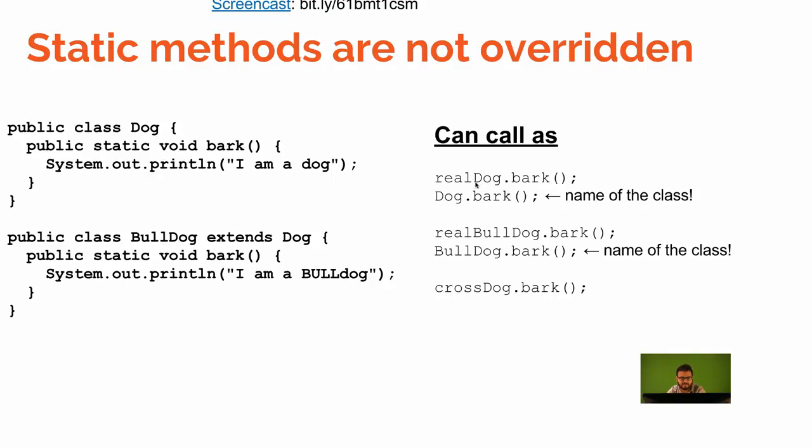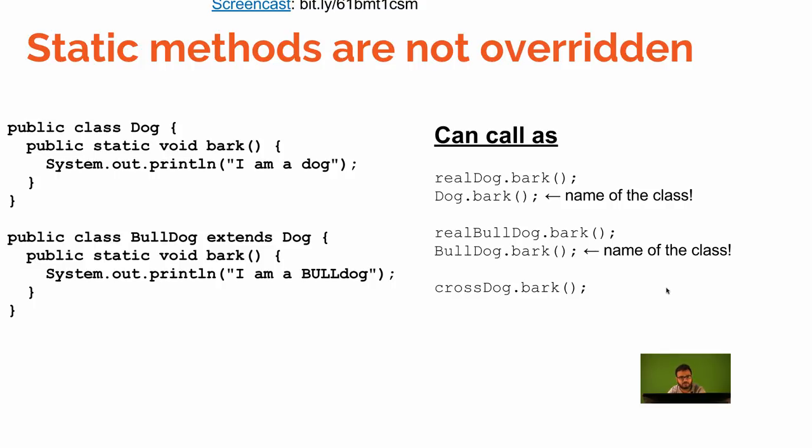So you can call them like this. If you do real dog dot bark, the one that gets called is dog dot bark because real dog is a dog. You can also call this method as dog, the class's name, dot bark, with the name of the class. So this is fine too. Real bulldog dot bark, you can call it like this, and this is the method that will get called because it recognizes it's real bulldog. Or you can do bulldog dot bark again with the name of the class, and this is fine too.